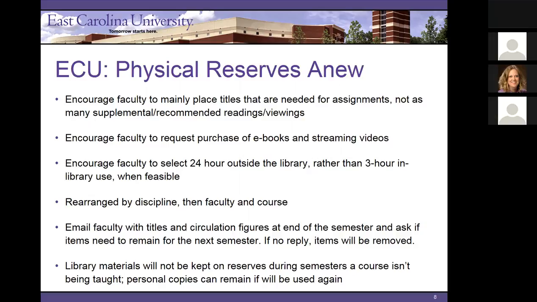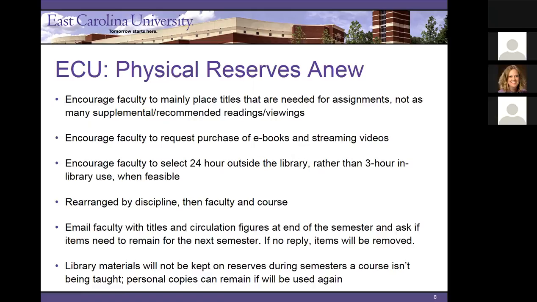So we thought if we rearrange the shelves by discipline and then by faculty and course, we could at least go and get to the math section and scan for something that they remember. Or, you know, it's the blue book, which we get at the desk a lot too. So that helps us identify the blue math book because it's in the math section. So that's something that we changed.